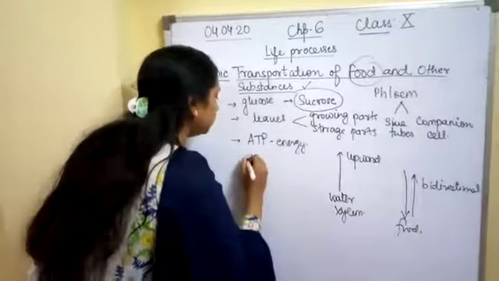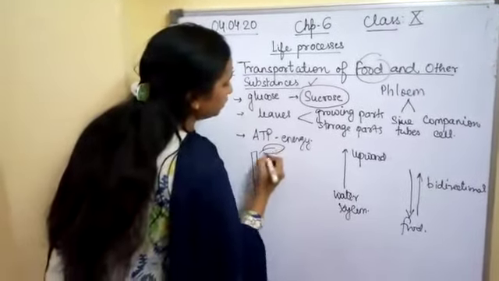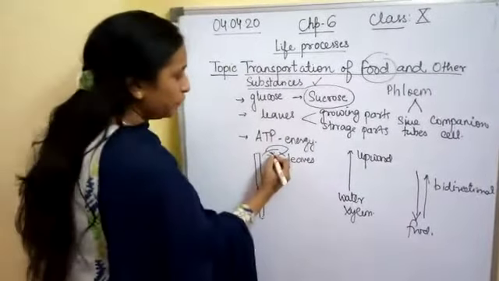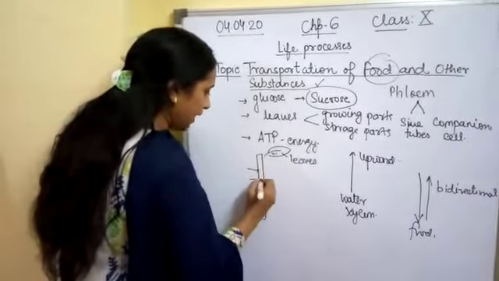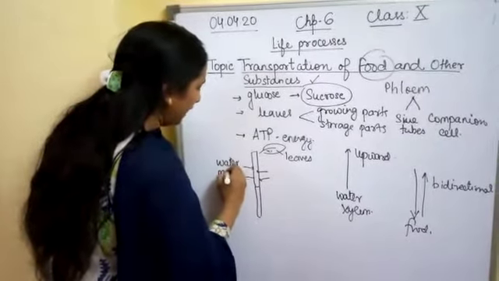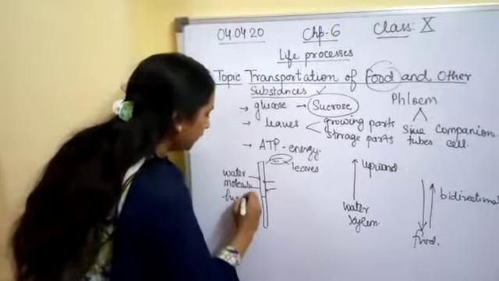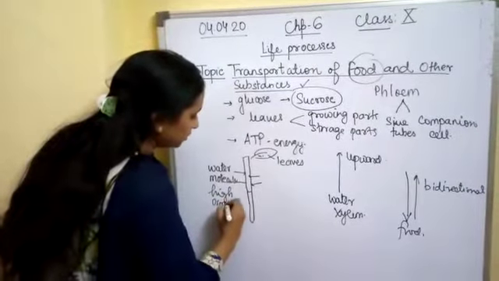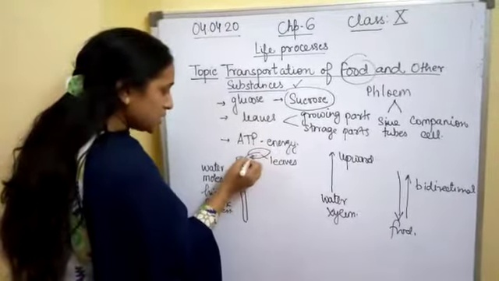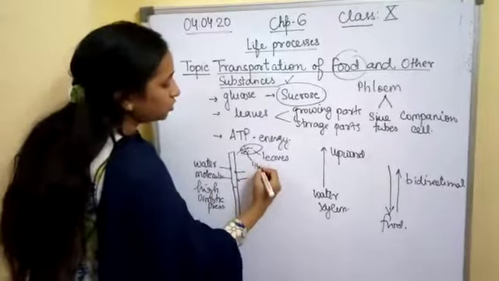Suppose this is your sieve tube and companion cell. So this also forms a connective layer. So this is your leaves. And here sucrose is being produced. What will happen? There will be entry of water molecules. When water molecules enter, what will happen? These tissues will have high osmotic pressure. Then what will happen? This will be at a higher concentration. This is your sucrose.